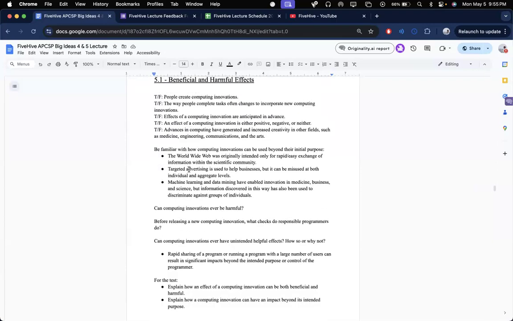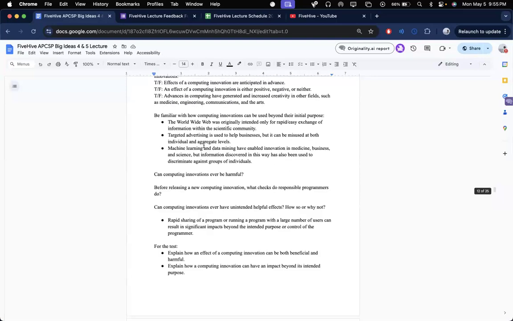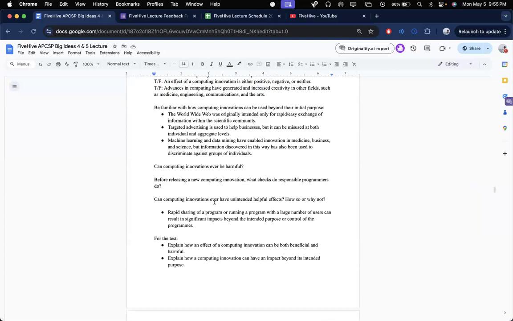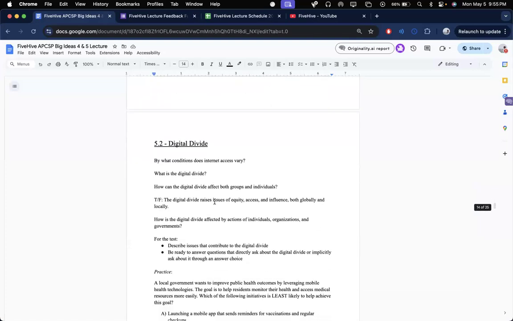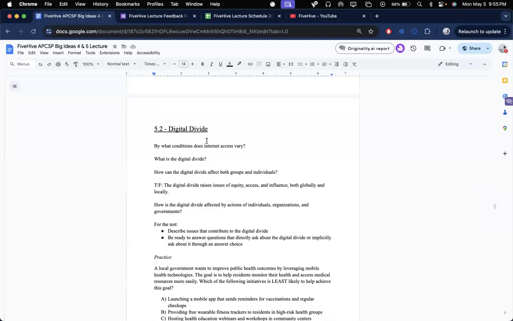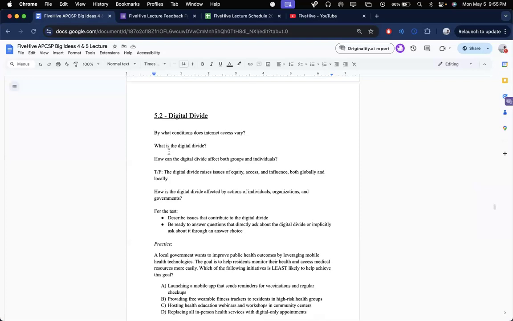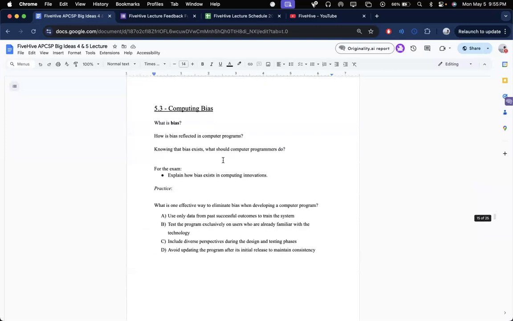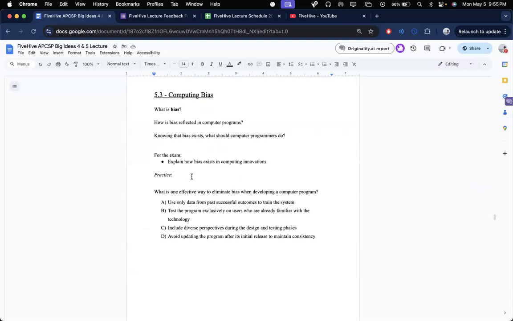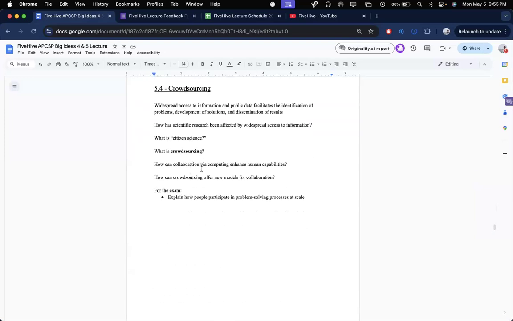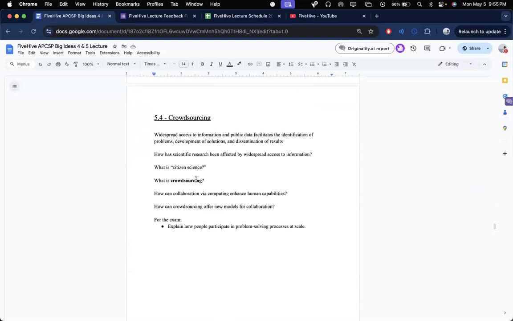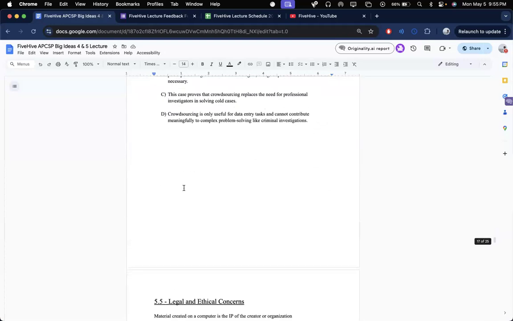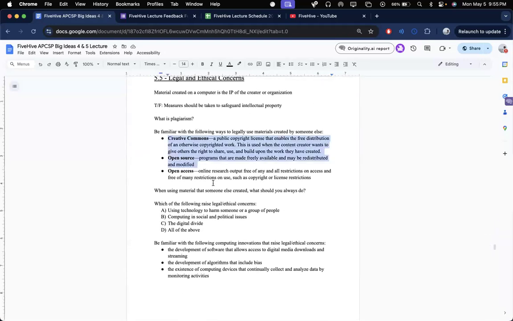5.1 is pretty common sense: there are good and bad effects of computers. We can do more parallel questions if you want. Digital divide is pretty straightforward as well: there are good and bad things that come from some people having access to the internet and some not. Bias is always going to reflect giving preference to some group or individual. Crowdsourcing is getting information or input from a large crowd, specifically over the internet. In 5.5, there are lots of legal and ethical concerns. Know these three things.